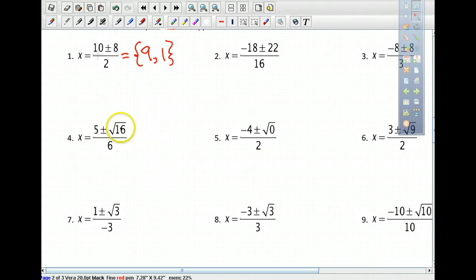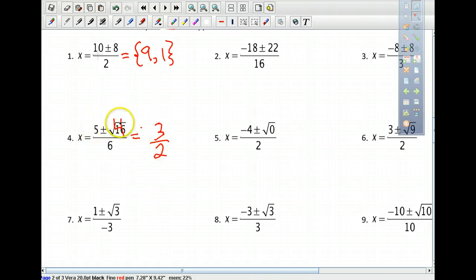On number 4, yeah, we can reduce that. The square root of 16 is 4. So 5 plus 4 is 9. 9 over 6, what does that reduce to? 9 over 6 reduces to 3 over 2. So always leave fractions if you're able to. Leave as a fraction.